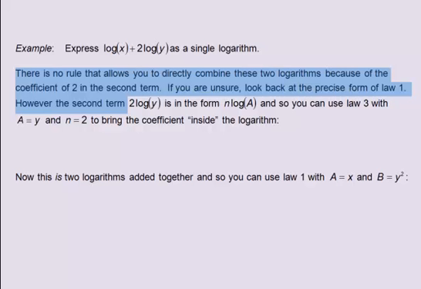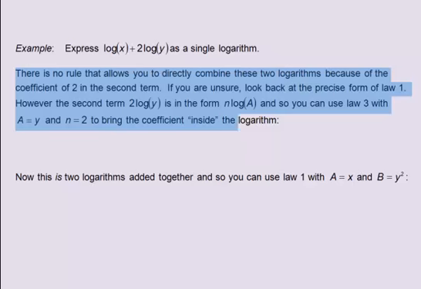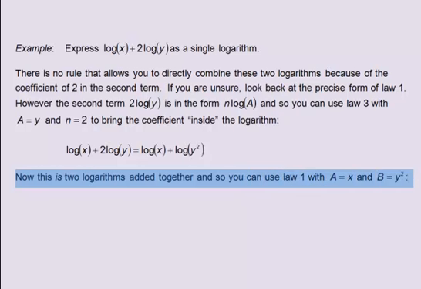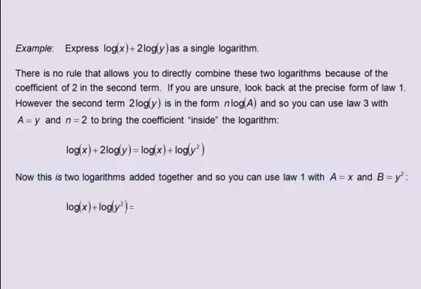However, the second term, 2 multiplied by the logarithm of y, is in the form n multiplied by the logarithm of a, and so you can use Law 3 with a equals y and n equals 2 to bring the coefficient inside the logarithm. The logarithm of x plus 2 multiplied by the logarithm of y equals the logarithm of x plus the logarithm of y squared. Now this is two logarithms added together, and so you can use Law 1 with a equals x and b equals y squared. The logarithm of x plus the logarithm of y squared equals the logarithm of x multiplied by y squared.